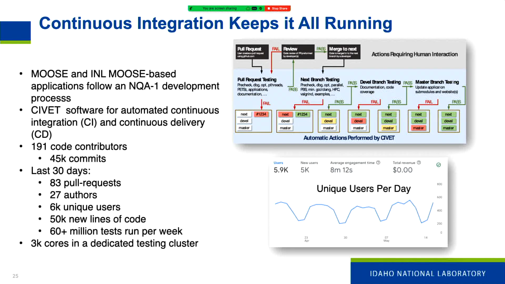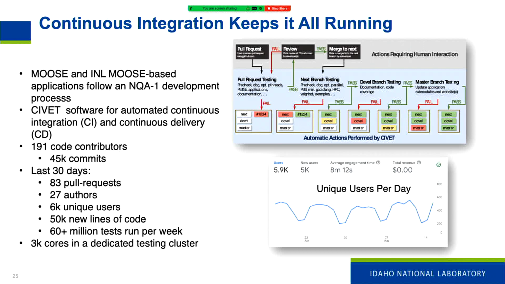But once we have all these codes working together, how do we keep them working? And this is definitely a problem, as was hinted at in the previous talk. So I mentioned that Moose and several of the Moose-based applications follow an NQA-1 development process. It's a very rigorous development process. It requires a lot of documentation, a lot of handoffs, a lot of sign-offs, et cetera, all right? And that's pretty incongruous with how we want to develop the software.